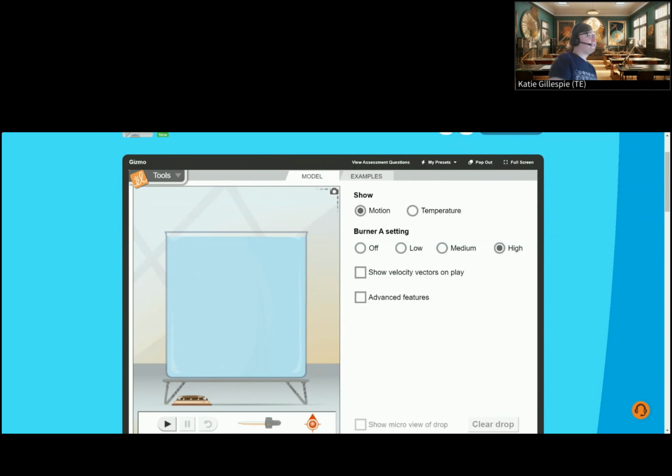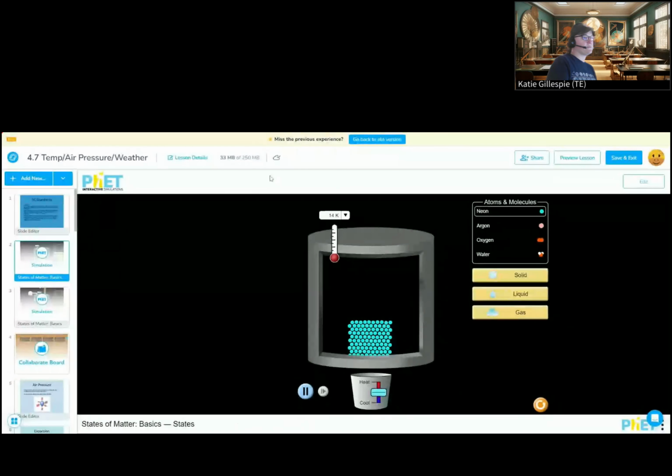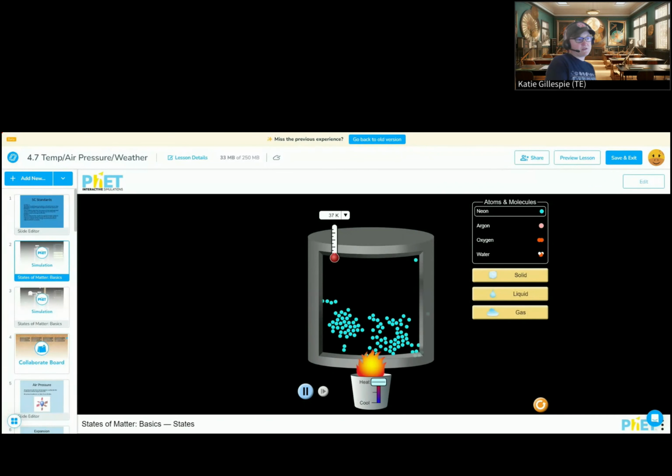I'm going to flip over here to the Nearpod for Friday and give you a visual of what this question is asking. It's asking you to hypothesize. What do you think is going to happen to these molecules as we add heat? Are they moving faster, slower? Are they beginning to rise or fall as we add heat? If we go back, what happens as we add cold?